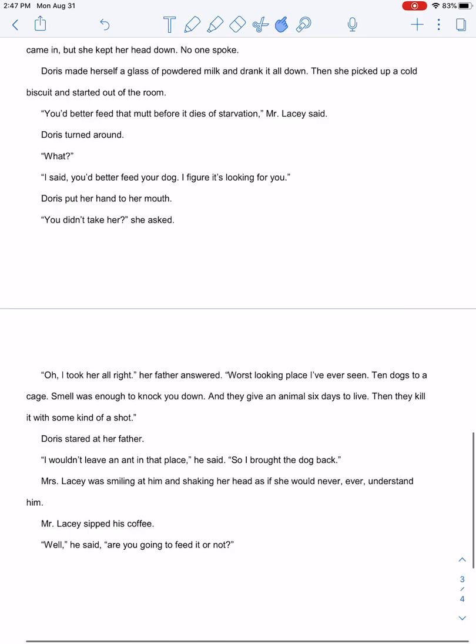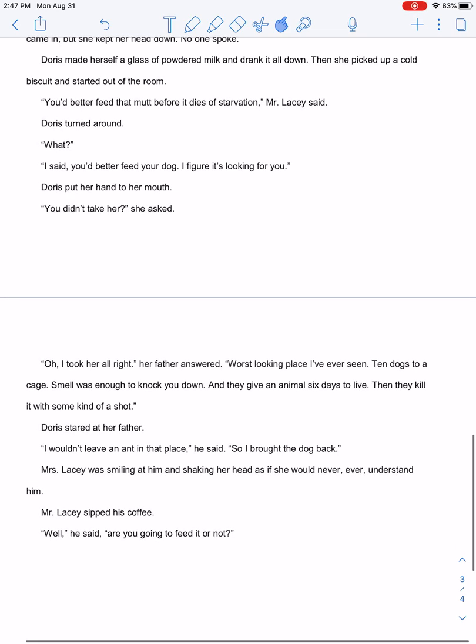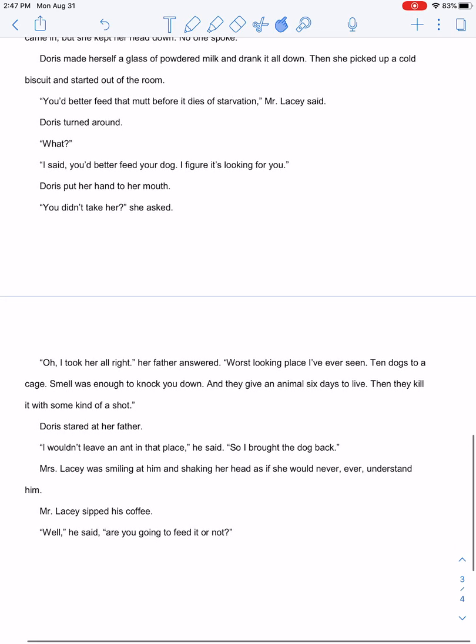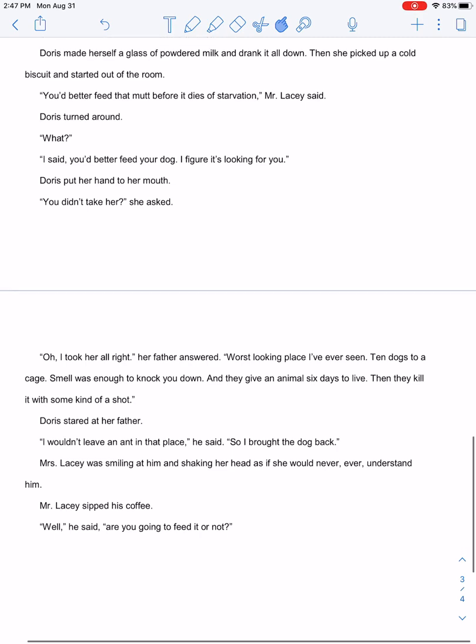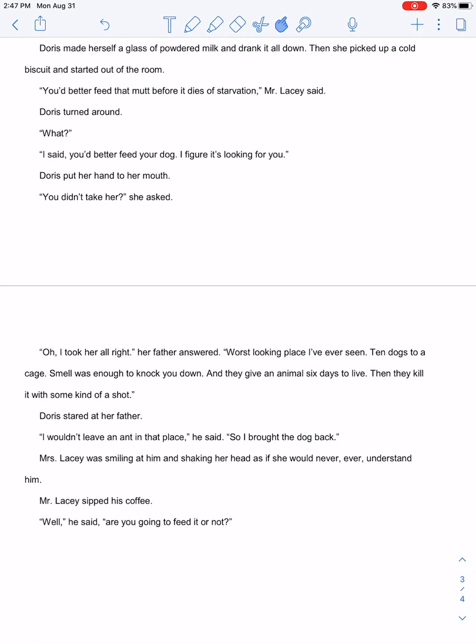What? I said you better feed your dog. I figure it's looking for you. Doris put her hand to her mouth. You didn't take her, she asked. Oh, I took her all right, her father answered. Worst looking place I've ever seen. 10 dogs to a cage. Smell was enough to knock you down, and they give an animal 6 days to live. Then they kill it with some kind of shot. Doris stared at her father. I wouldn't leave an ant in that place, so I brought the dog back.